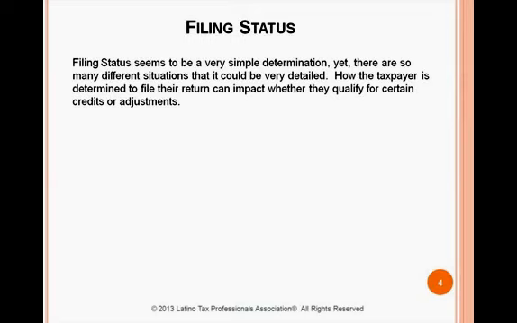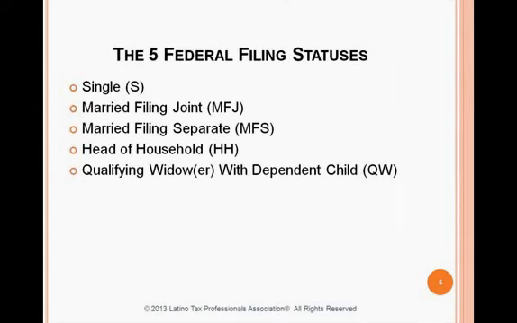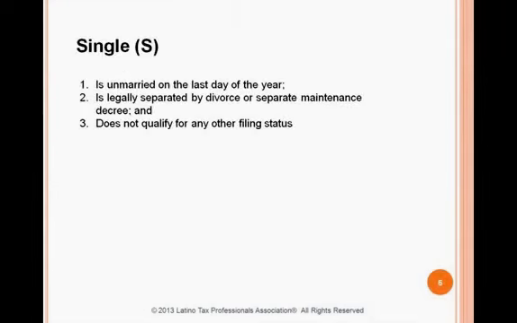It is your challenge as a tax preparer to let them know what is legally their options and not what they are wanting or choosing to file. The 5 federal filing statuses are single, married filing joint, married filing separate, head of household, and qualifying widower with dependent child. Now, single, and actually almost all of the filing statuses, is based on their classification or their status on the last day of the year.